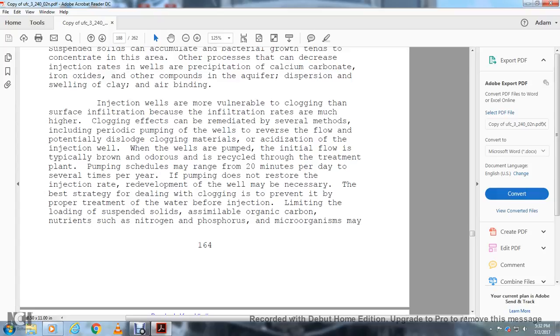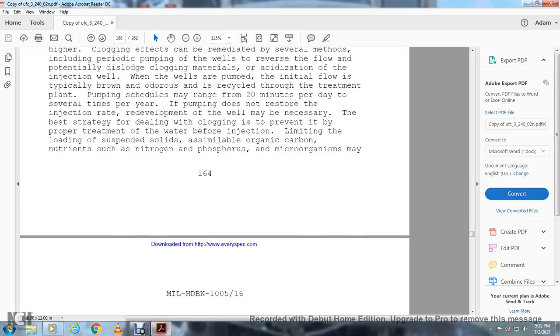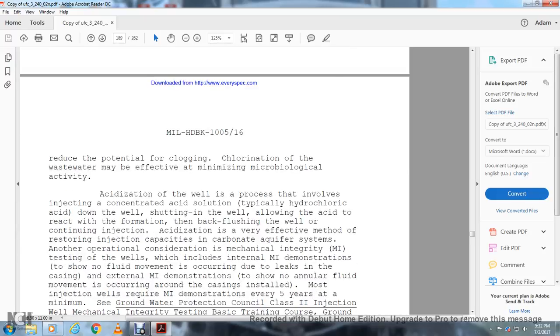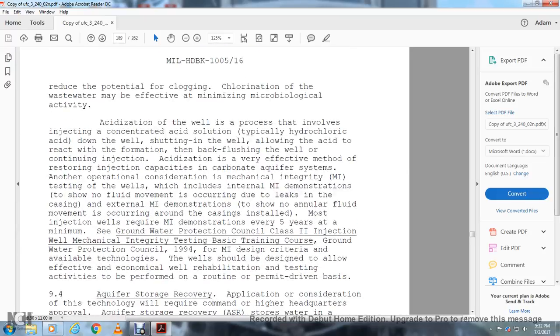The best strategy for dealing with clogging is to prevent it through proper treatment of the water before injection. Limiting the load of suspended solids, assimilable organic carbon, nutrients such as nitrogen and phosphorus, and microorganisms may reduce the potential for clogging. Chlorination of wastewater may also be effective at minimizing microbiological activity.